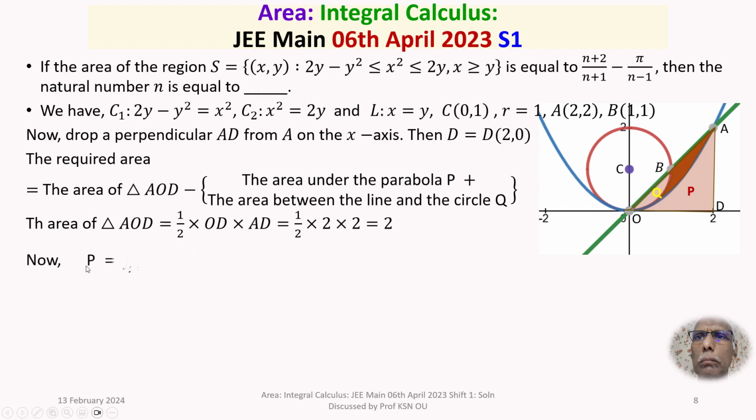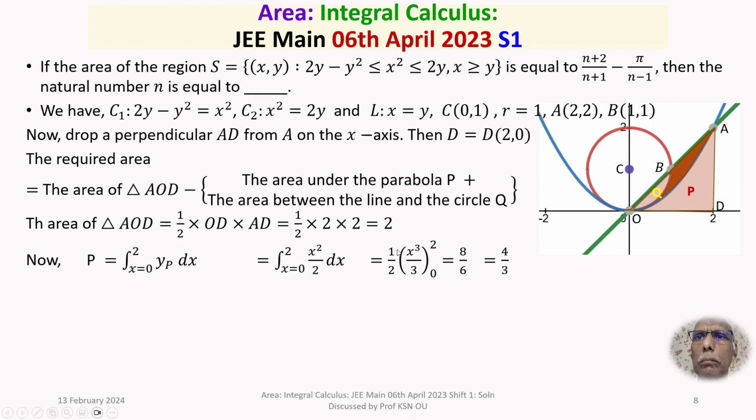What is P? P is the area under the parabola. So what's the parabola's equation? Y is equal to x square by 2. So the area will be integral x is equal to 0 to x is equal to 2 of yp, that means the y of the parabola with respect to x. This is integral x is equal to 0 to 2, y of the parabola is x square by 2 dx.